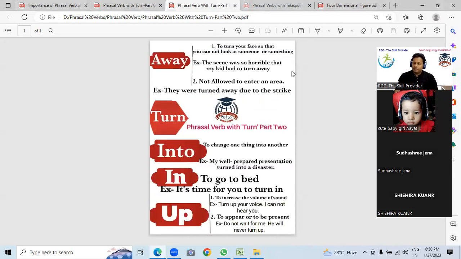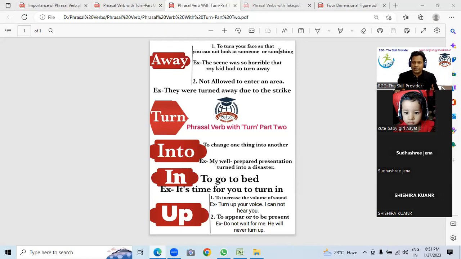So, turn away. Turn away has two meanings. One is to turn your face so that you cannot look at something or somebody. Suppose you are my enemy, and I am going the same way you are coming, so there will be a head-on collision. I don't want to look at your face. What do I have to do? I have to turn away my face. This is called turn away.